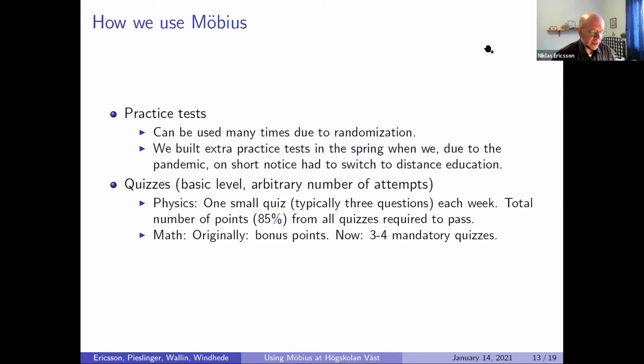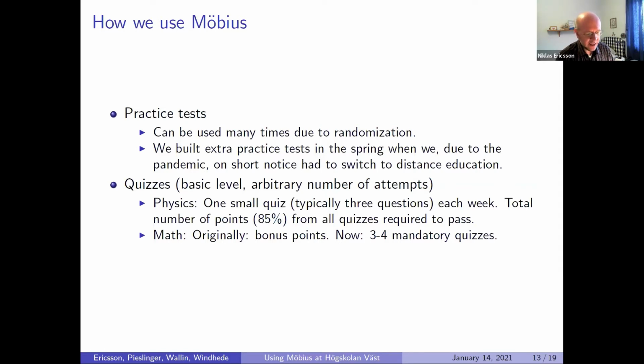But apart from this, we have also been using quizzes. And these are mandatory tests. In physics, typically, we give the students one such test or quiz every week. It is not a very large test. It might consist of 3 questions, and they are usually at a very basic level.